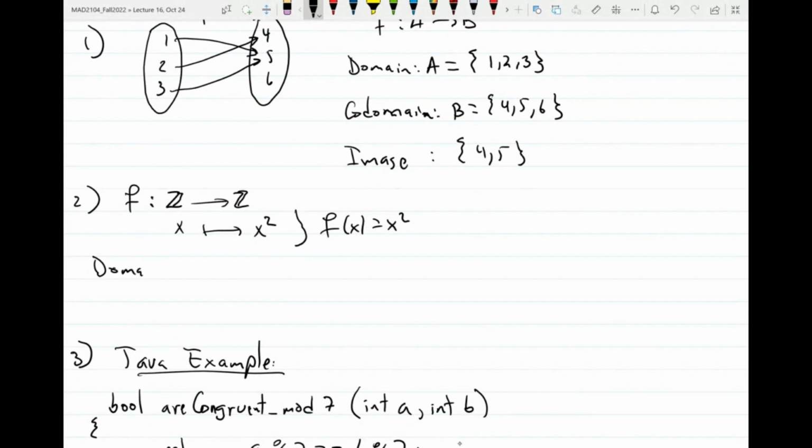So, okay, number 2 is more straightforward. What's the domain? What's the domain here? The integers. I mean, it's right here, right? So the domain is the integers. Okay, so what's the codomain? The integers. Again, once you use the notation, it's right there. You don't have to really think about it. Domain, codomain are right there. Now, what you have to think about a little bit is the image. What's the image of the function?